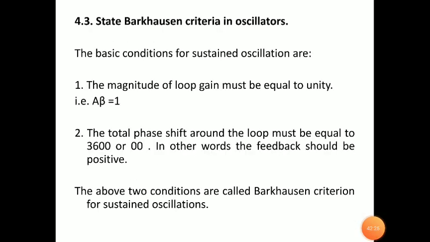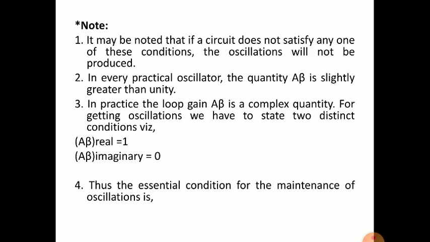And we have seen the Barkhausen criteria, which is most important: A beta should be equal to 1 and the loop phase shift around the loop must be equal to 0 degrees or 360 degrees. These conditions have to be satisfied, but in practice A beta is a complex quantity. So A beta will have two components, a real component and an imaginary component. Practically speaking, A beta equal to 1 means A beta real should be equal to 1 and A beta imaginary should be equal to 0.